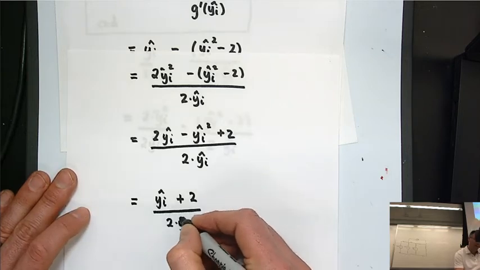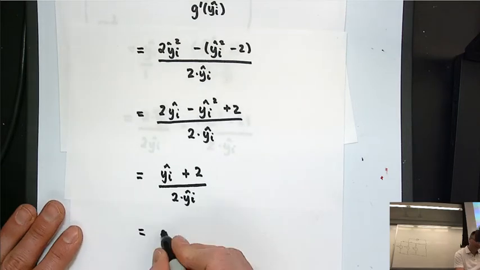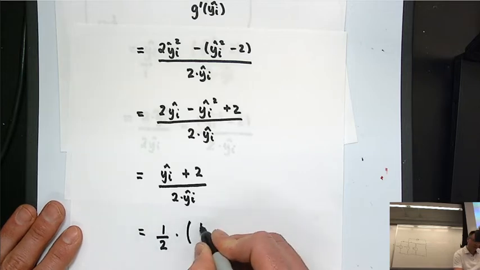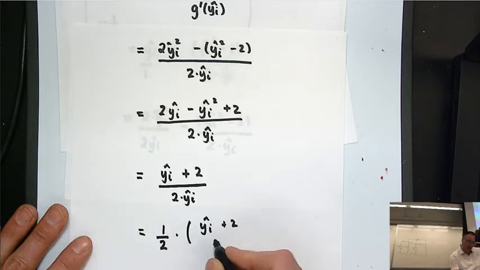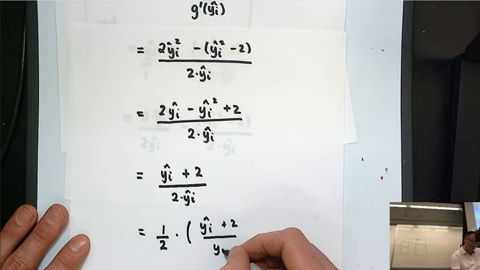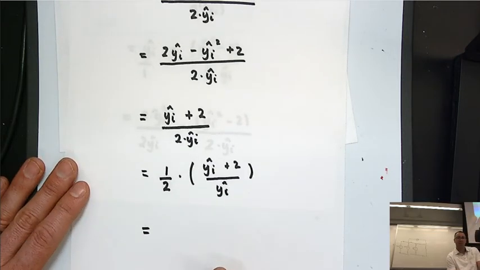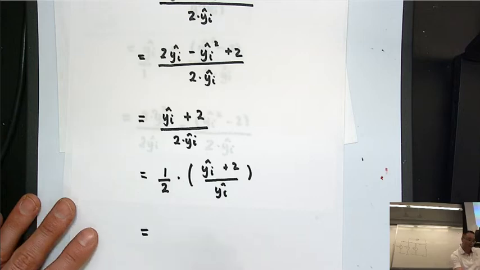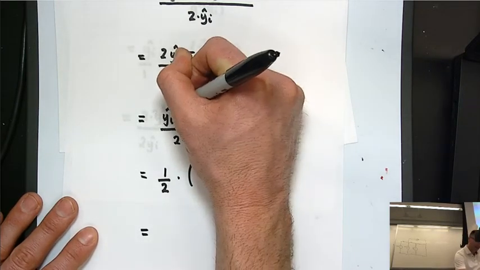Yeah, I was going to think algebra. Okay, so I could pull the 1/2 out, right? So now I've got y sub i plus 2 over y sub i hat. Did I do something? Power of 2 up there. Oh. So when you cancel, you're going to have... This thing is 2, you said, right?